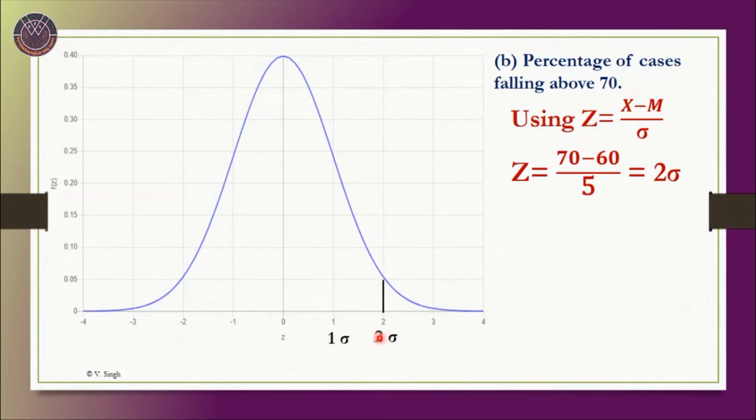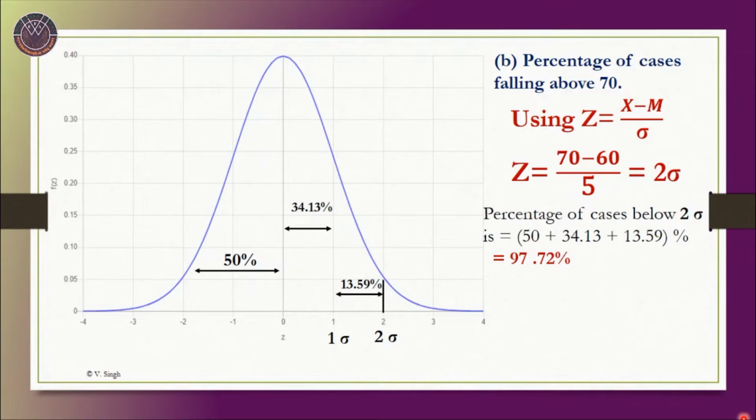Also we know that 34.13% of cases lies in between mean and 1 sigma, and also 13.59% of cases lies in between 1 sigma and 2 sigma. We also know that 50% of the cases are in the left hand side of the curve. So to solve the problem, first we will find out percentage of cases below 2 sigma. So we can notice from the figure, percentage of cases below 2 sigma is 50 plus 34.13 plus 13.59. So in total 97.72% cases falls below 2 sigma.